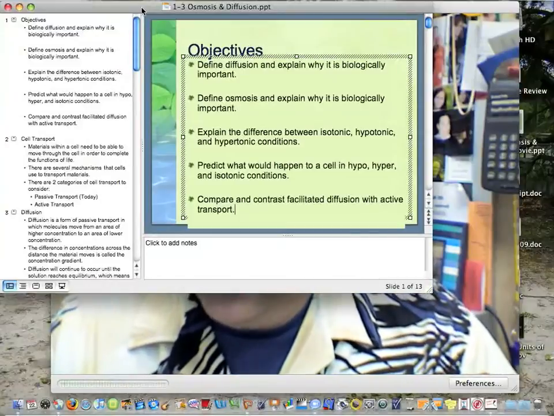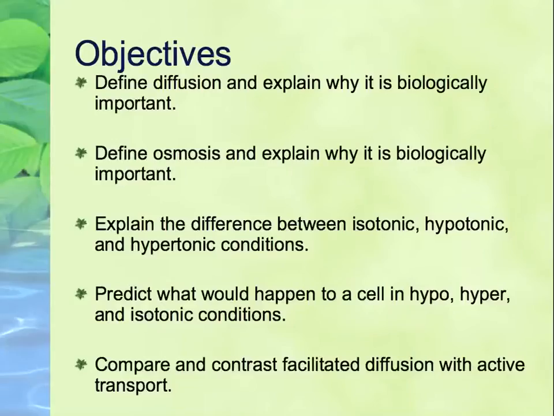Our objectives for today are going to be to establish why diffusion is biologically important, define what osmosis is and why that is biologically important. We're going to explain the difference between the terms isotonic, hypotonic, and hypertonic. We're going to predict what would happen to a cell if it was placed in any one of those solutions. And finally, we're going to talk a little bit about active transport and a topic called facilitated diffusion. All right? So these are some topics that we will discuss. Now would be a good time to press pause and get these into your notes.